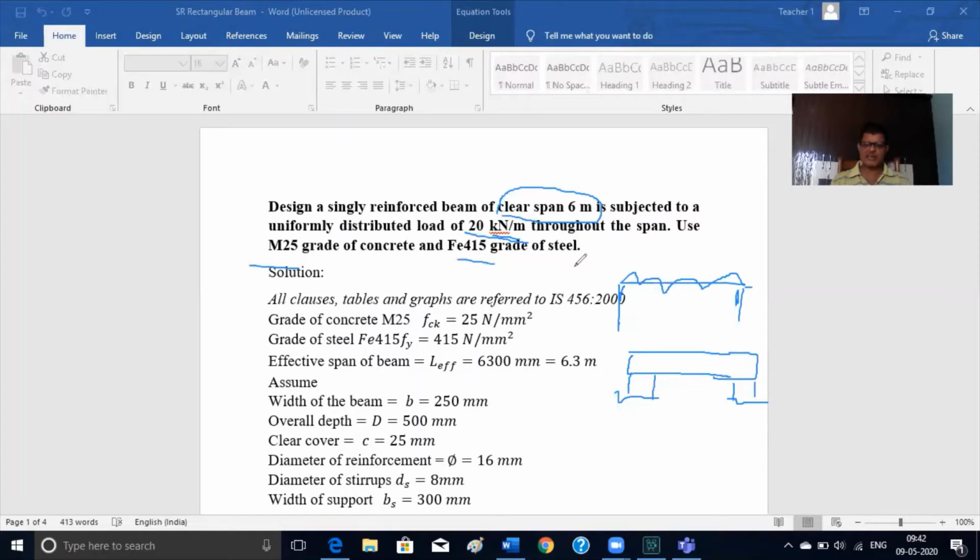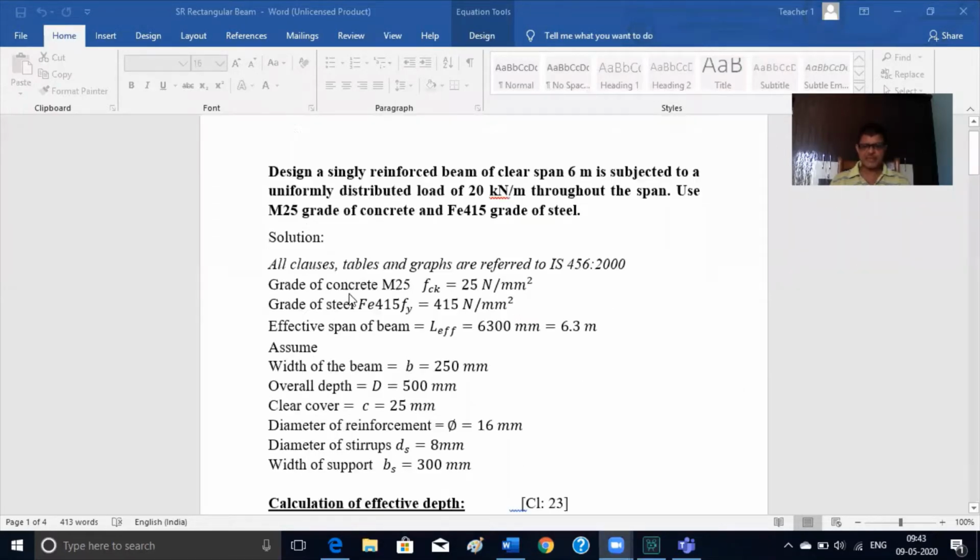So whatever data is missing here, that can be assumed as per the Codal provisions. If you assume anything in the design, that has to be verified during the course of design. That is the main thing.